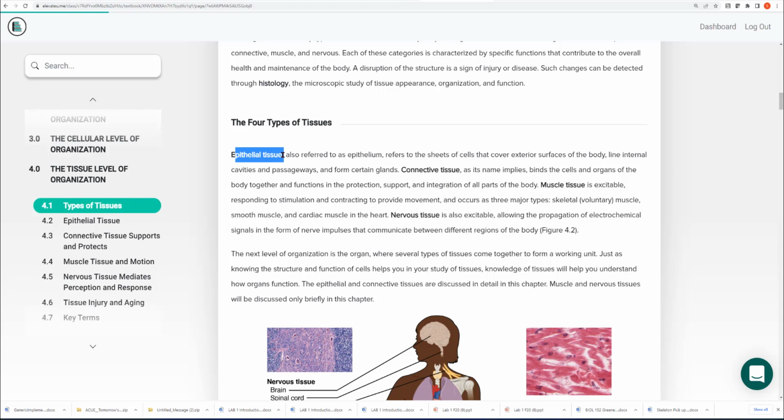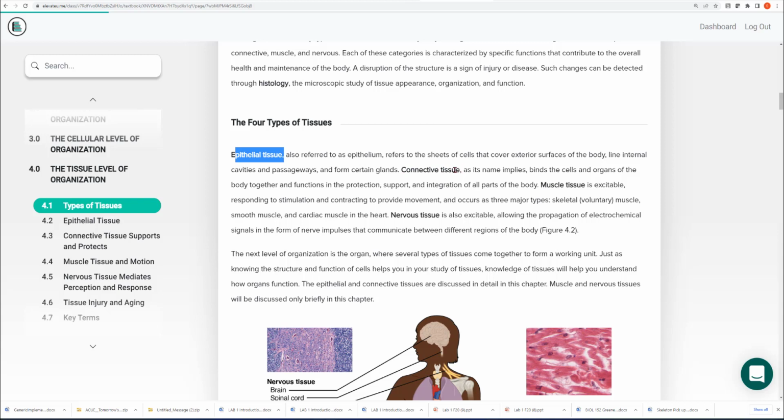Recall from Lab 1, you learned about the thoracic cavity and the abdominal pelvic cavity, and you learned about the serous membranes that line those cavities. Serous membranes are epithelial. Finally, you would find epithelial tissues as the major component of glands. So your thyroid gland, your pancreas, the liver, these glandular organs are primarily made up of epithelial tissues.